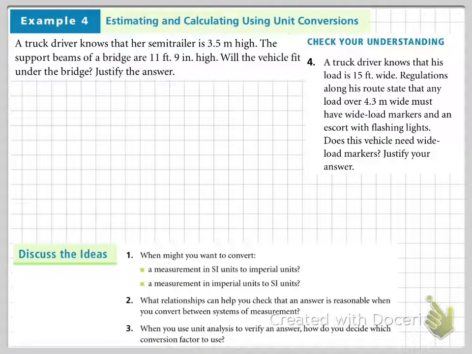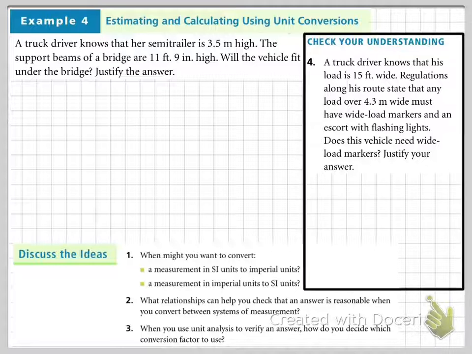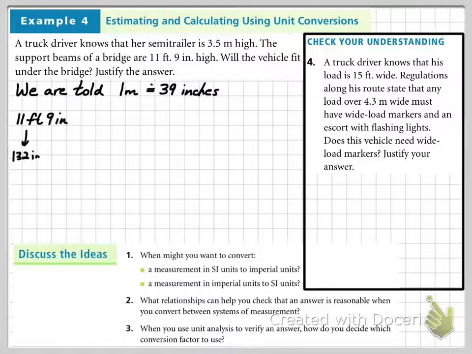In example 4, estimating and calculating using unit conversions. A truck driver knows that her semi-trailer is 3.5 meters high. The support beams of a bridge are 11 feet 9 inches high. Will the vehicle fit under the bridge? Justify your answer. Well, here we go. We are told that 1 meter is approximately 39 inches. So that's what we're going to use.